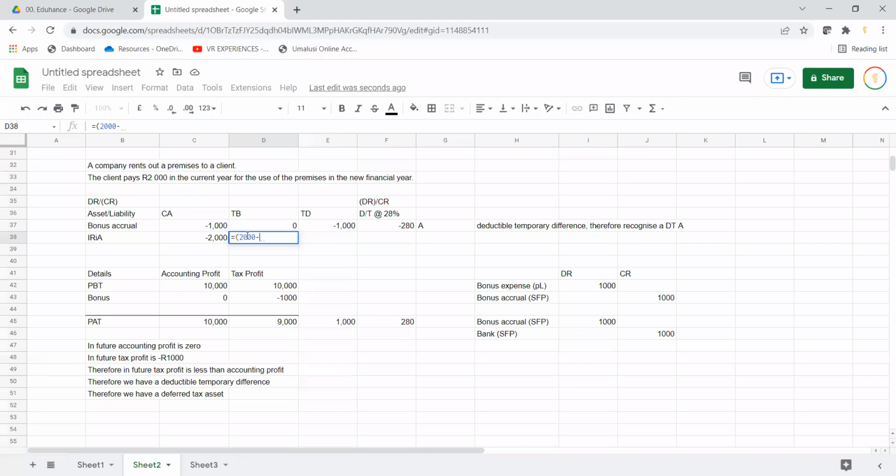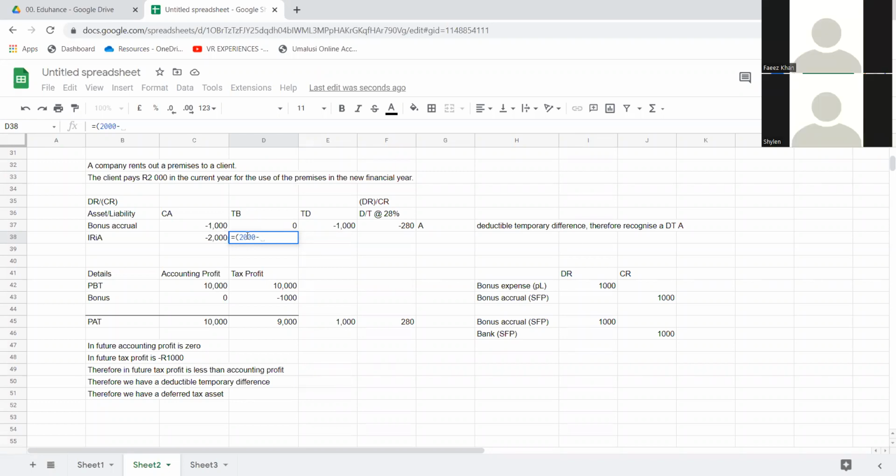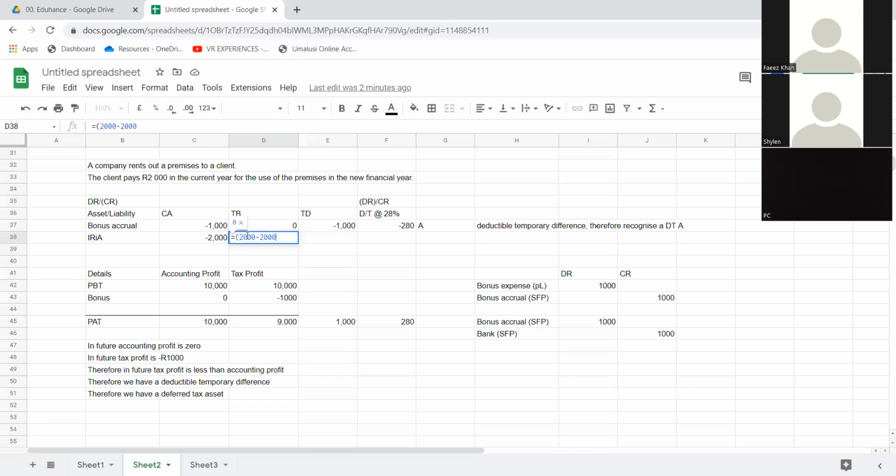So next year, when accounting recognizes the revenue, because this year accounting said debit bank, credit income received in advance, next year, when we provide the service, we're going to say debit income received in advance, credit revenue. So in our income, we will have a revenue of 2,000 Rand, right? But from a SARS perspective, what are they going to have? They're going to have nothing. So what will SARS not tax in future periods? SARS will not tax 2,000 Rand in future periods because they have taxed it in the current year.